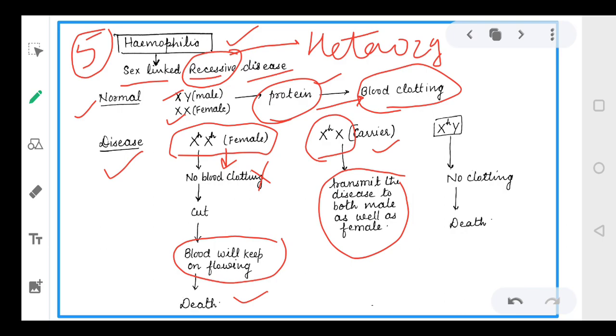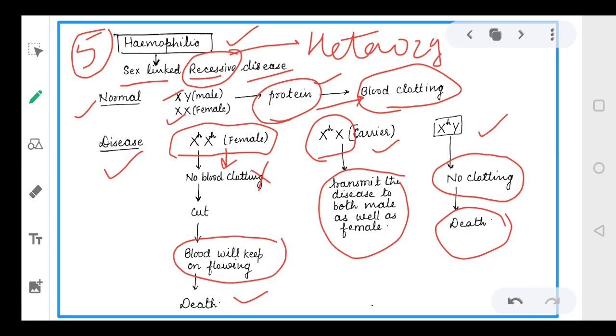Now the third is in case of a male. If the male has only one X chromosome, and if that X chromosome has that gene, that is XH, I am designating it with H, then the protein will not be made. If there is no protein made, there will be no blood clotting. If there is no blood clotting, that means the blood will keep on going out of the body, and again it may cause the death of the person, right?